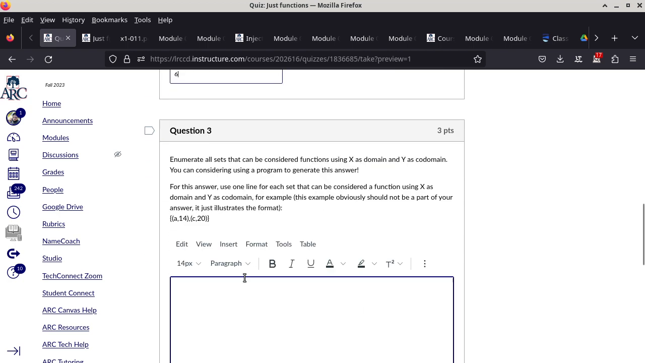So question number 3 is when things start to get a little bit interesting. Enumerate, which means list, all the sets that can be considered functions using X as domain and Y as codomain. You can consider using a program to generate this answer. For this answer, use one line for each set that can be considered a function using X as a domain, Y as a codomain. All right, so there are systematic ways to do this, okay? Because every single function will need to map A to something, B to something, C to something. So they should all follow this particular template. Are we good on that one?